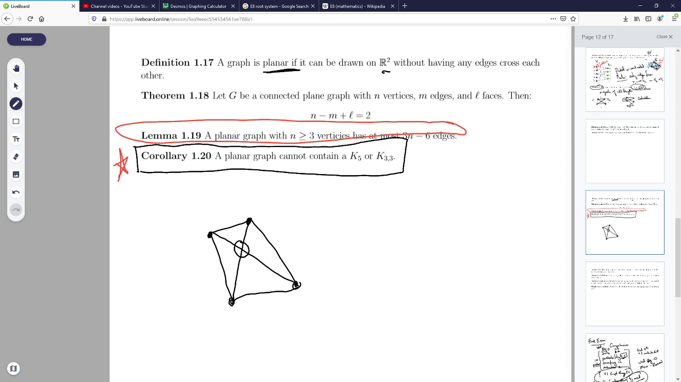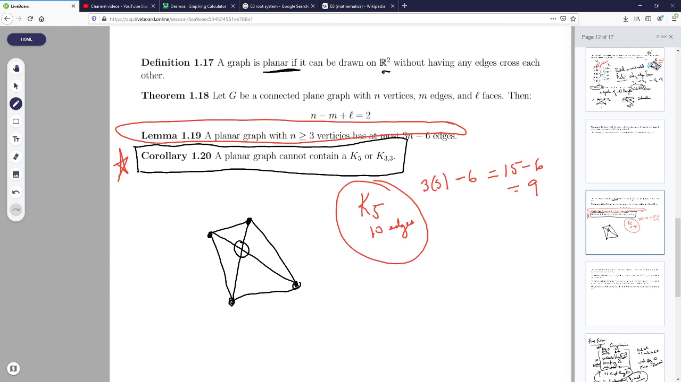So if we look at K5, what is 3 times 5 minus 6? That is equal to 15 minus 6, which is equal to 9 edges that it's allowed to have if it's planar. But K5 has 10 edges. Huh. And so that's a contradiction, right? So this is actually the proof that K5 cannot be planar.